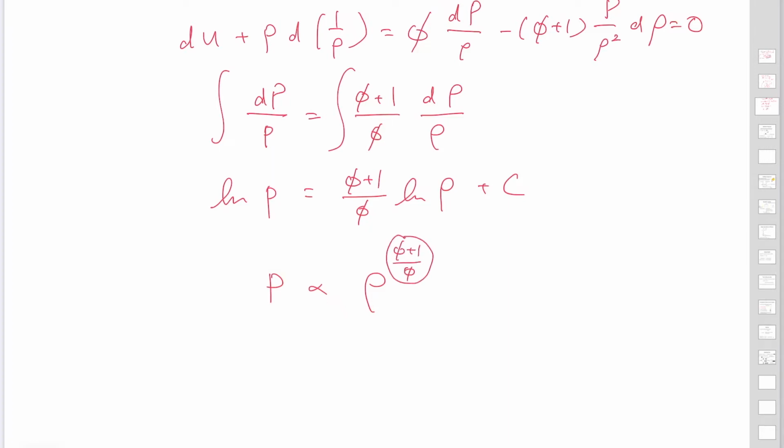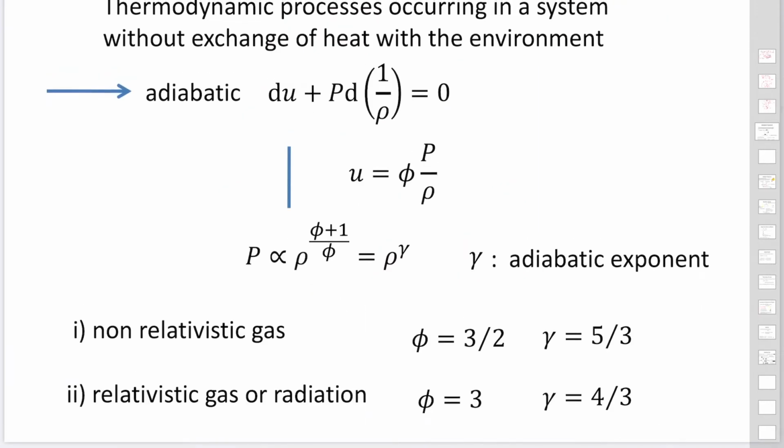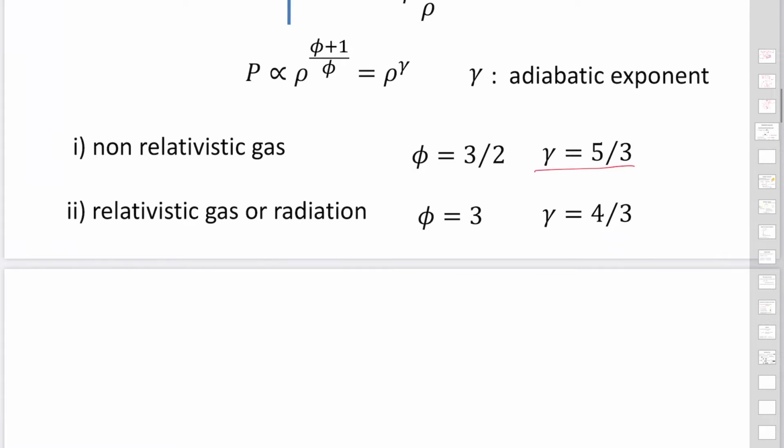We name this exponent gamma, so p is proportional to rho to the gamma. We call gamma the adiabatic exponent. In the case of the non-relativistic gas, you can calculate (phi plus 1) over phi, and it becomes 5 over 3. In the case of the relativistic gas or radiation, gamma is 4 over 3.